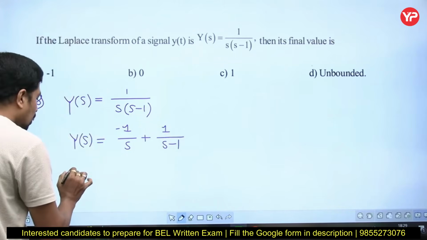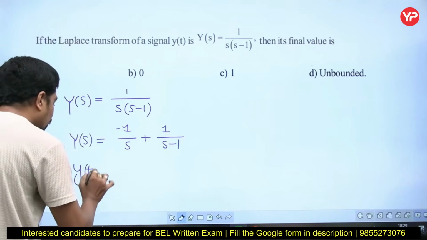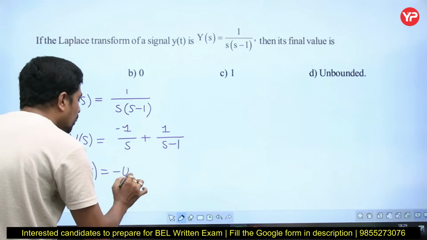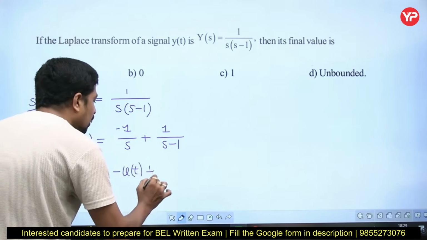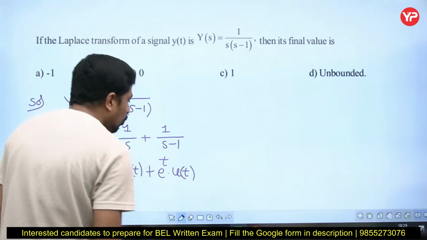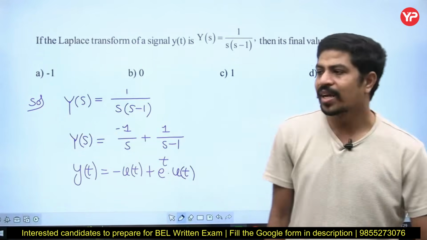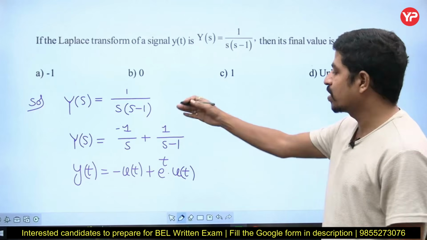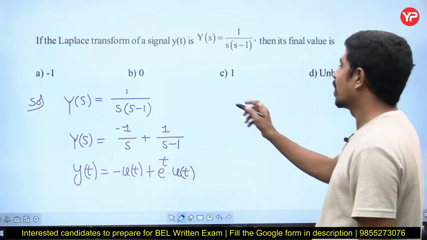Partial fractions. Then Y(s) will become y(t) if I apply inverse Laplace. This is going to be minus u(t) plus e power plus t into u(t). That is y(t). Nothing else I did, just I wrote partial fractions and inverse Laplace.